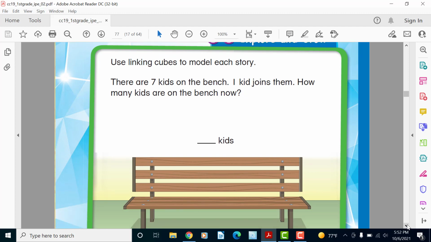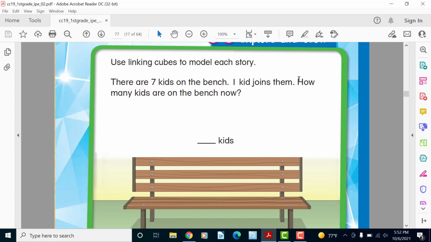So this says use linking cubes to model the story. Go ahead and just draw some circles. There are 7 kids on the bench, so go ahead and just put 7 circles. 1, 2, 3, 4, 5, 6, 7. These are very small kids, I think, or maybe they're very squished. 1 kid joins them. You can put some over here if you need to.